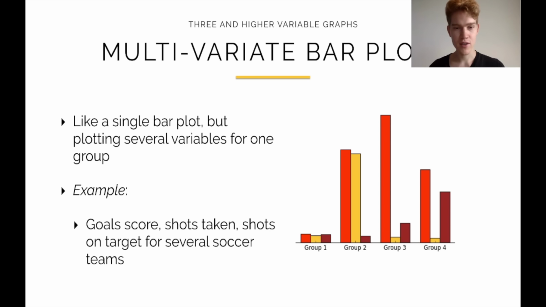Or maybe there are really good teams that score a lot, and they also shoot a lot on target. And so all of these things we're able to then compare over different groups. And so that's what we can use multivariable bar plots for.